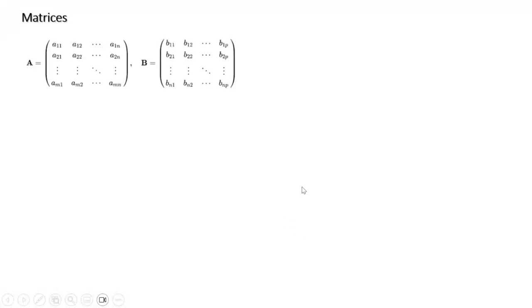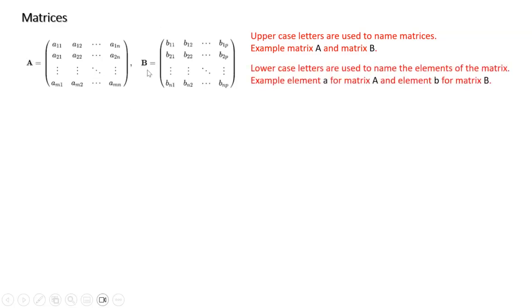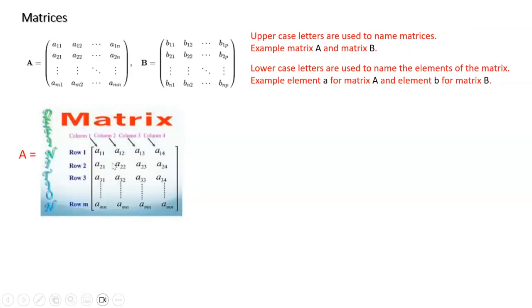Now, matrices. So you have matrix A and matrix B. Matrices are denoted by capital letters, for example, matrix A and matrix B. And the lowercase letters are called elements or entries. For example, A11 means the first row, first column. The 12 means first row, second column, and so forth. Same thing with the B matrix. This is my first row and the columns.